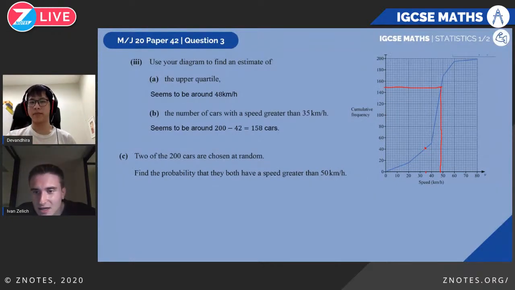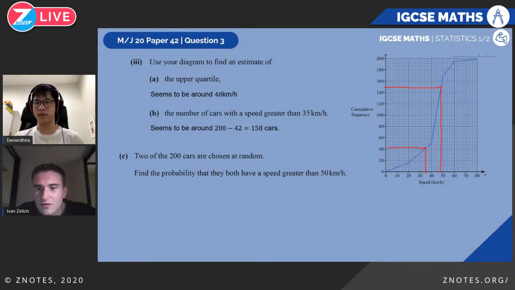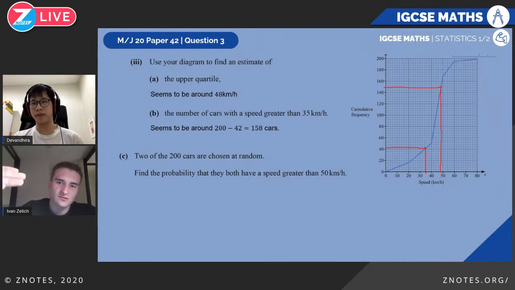Yeah, but if you just draw it like we did the previous one, it should look around 42. And so 42 would be the number of cars less than 35, and so greater than 35 would be 200 minus 42, which is 158.